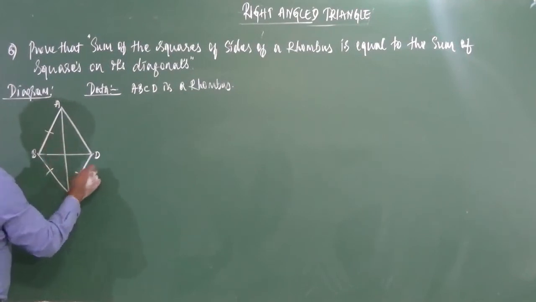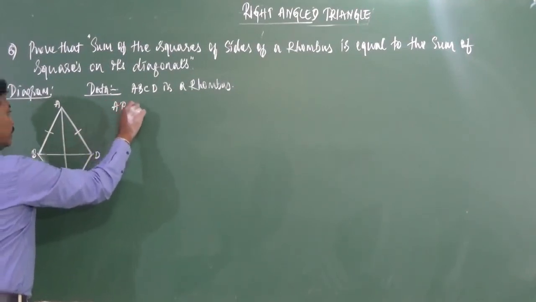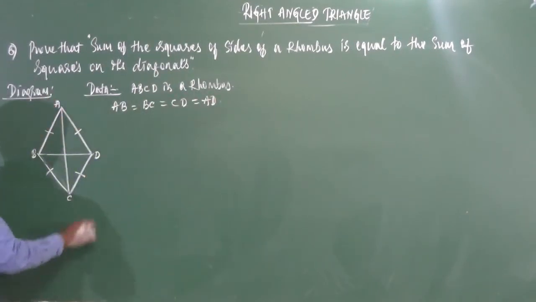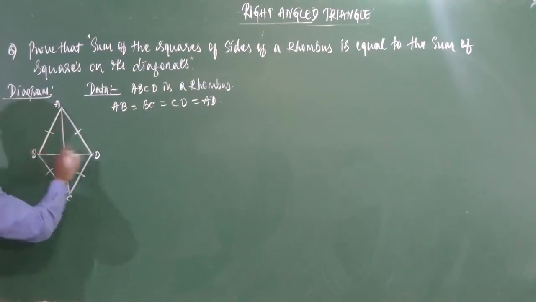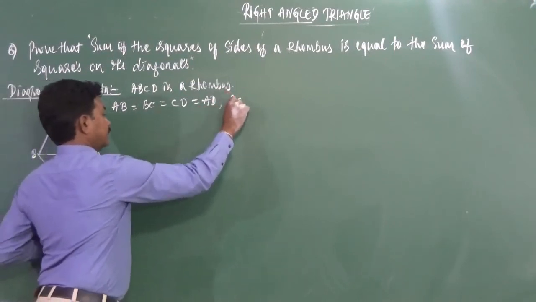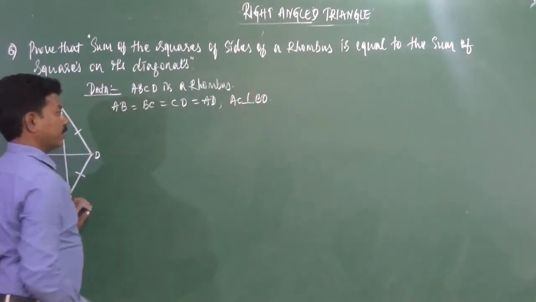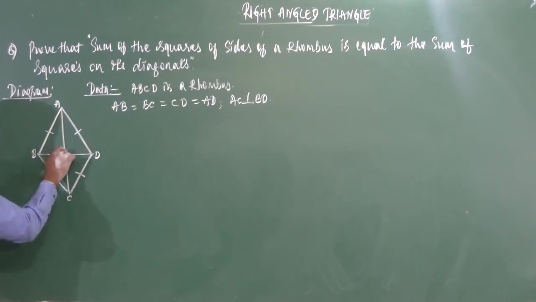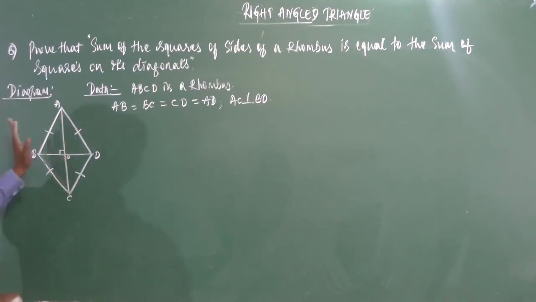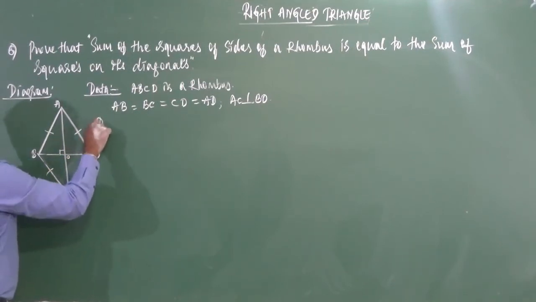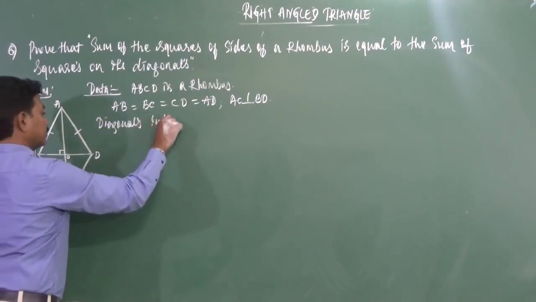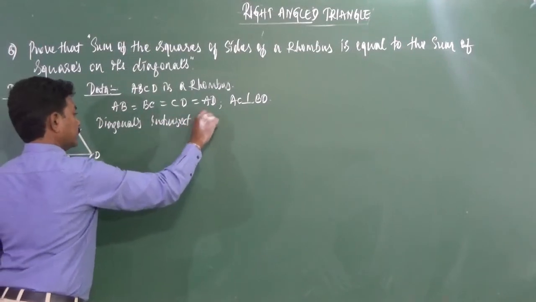AB is equal to BC is equal to CD is equal to AD. All the 4 sides are equal. And AC is perpendicular to BD. It is a property of the diagonals of a rhombus that they intersect each other perpendicularly at point O. So the diagonals intersect at point O.